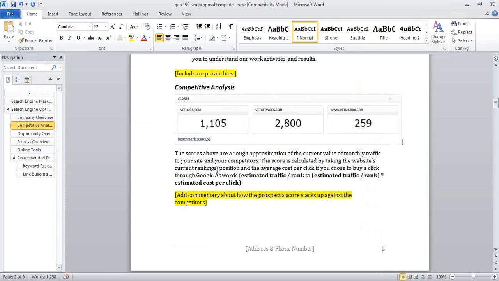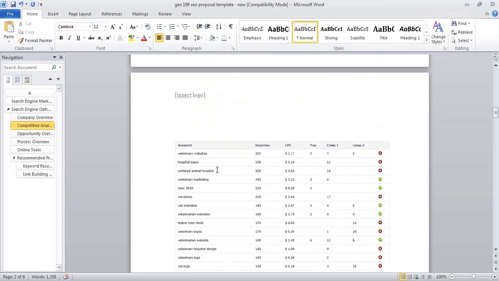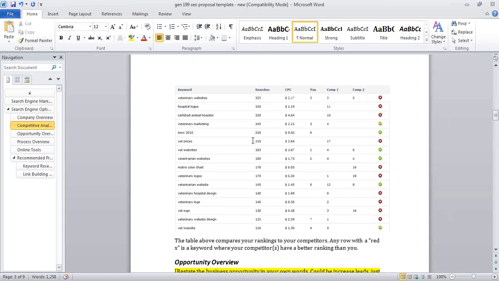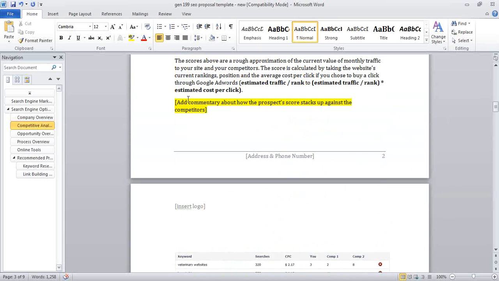So what I did is I included the top 20 or so terms, again taking a screenshot, and this included the list of where the prospect ranked on that keyword and where their competitors ranked. And then what I recommend is adding some commentary around it. You can see that VetNetwork ranks better than you on logos, and you do offer logos, so you should actually go after the logo keywords because they're outranking you on those keywords. That's the kind of commentary that you would want.